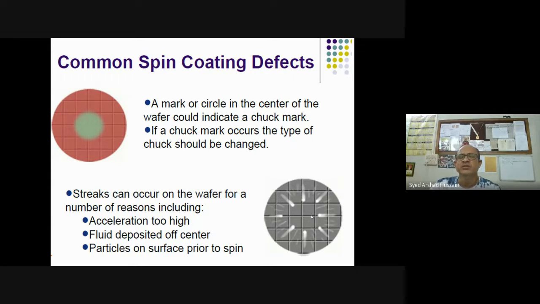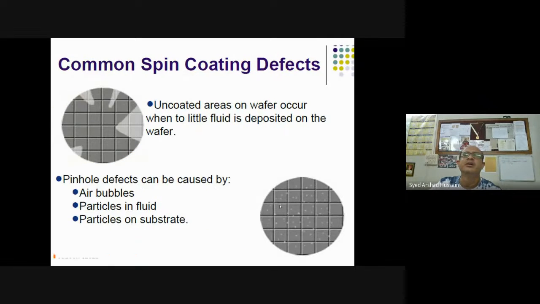Also, if you spread before spinning, or when it reaches the highest speed, this is very important. So the spreading time, when you are spreading, is also important. You have to play with this kind of thing to have a good uniform film. Also, there may be uncoated areas, because if you spread a very little amount, then there will be uncoated areas. There may be air bubbles and particles also. This may be if your substrate is contaminated, so you have to be careful.